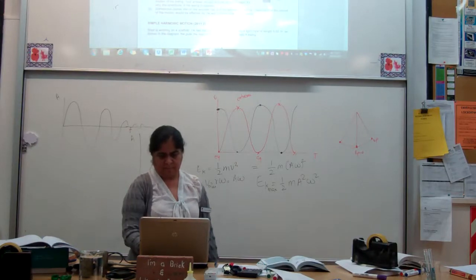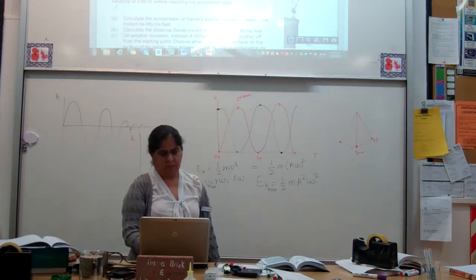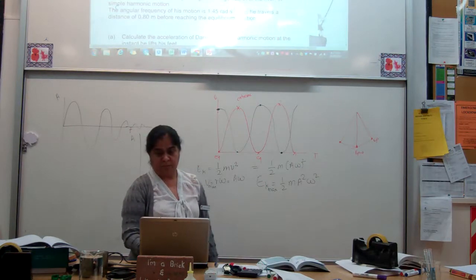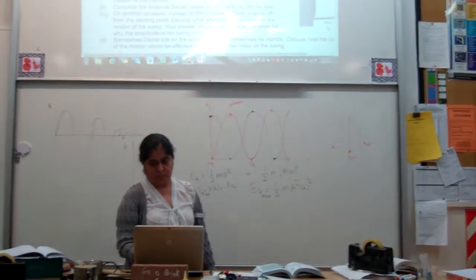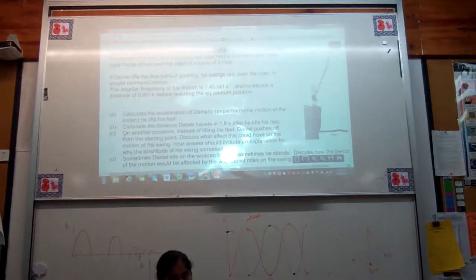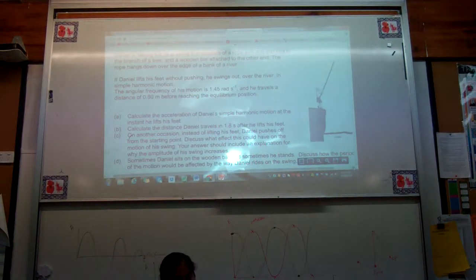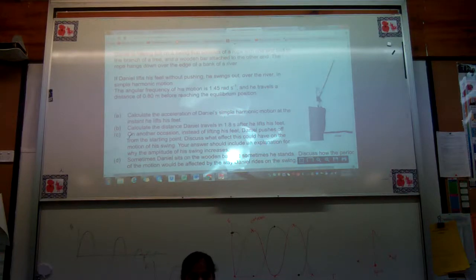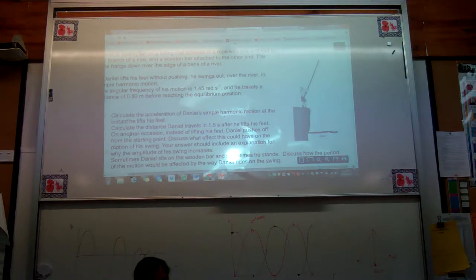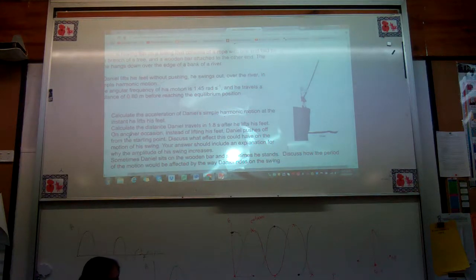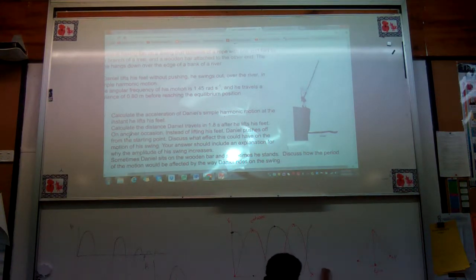Can you all read that? You might have seen this question before. Daniel is having fun on a swing. Yes, he is indeed. He lifts his feet without pushing his swing out over the river in simple harmonic motion. So that's where the river is. And the angular frequency is 1.45 radians per second.